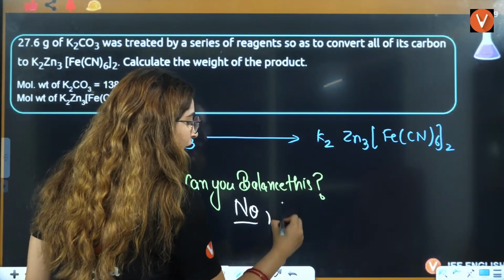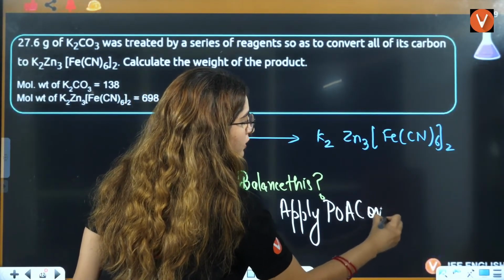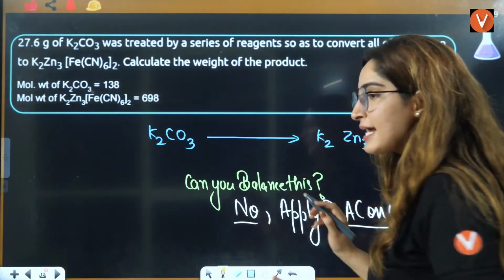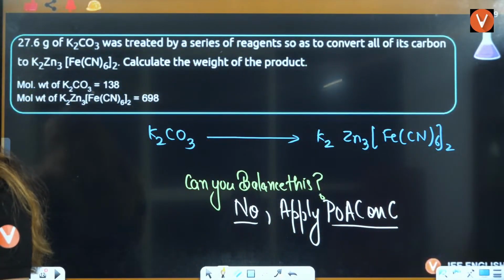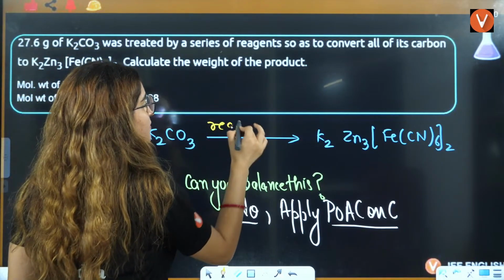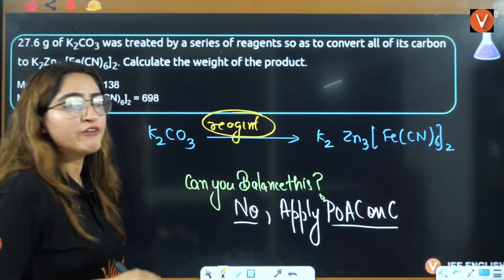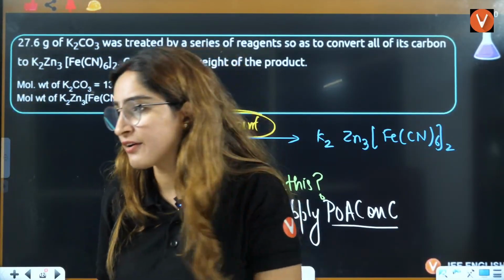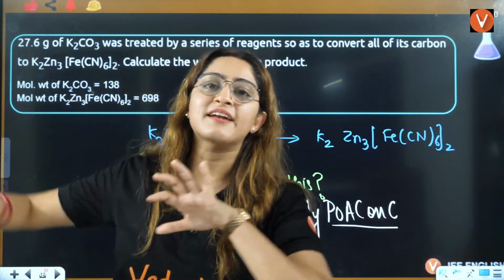So we will apply POAC on carbon. Now we will learn how to apply POAC on carbon, right? That's why we are applying it. How can you balance, Siddhan? Tell me, how can you balance? Some reagents are there, and I have no idea what these reagents are. If you know each and every reactant and each and every product, only then can you balance that reaction. Otherwise, you can't balance a reaction if you have no idea what all the reactants and all the products are.